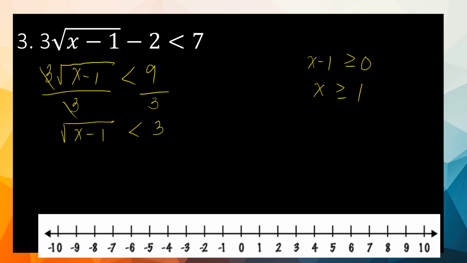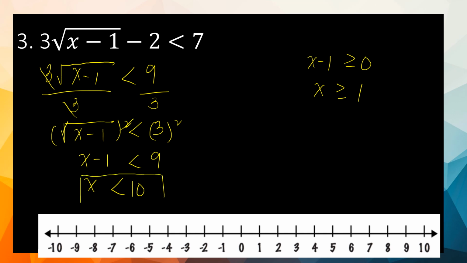Then again, square both sides so we can cancel out our square root. So now we will have x minus 1 is less than 9. Then x is less than, transpose negative 1 to the other side, that would be plus 1. So 9 plus 1 is 10. So our two inequalities are x is less than 10, and the other one is x is greater than or equal to 1. So let's plot them.